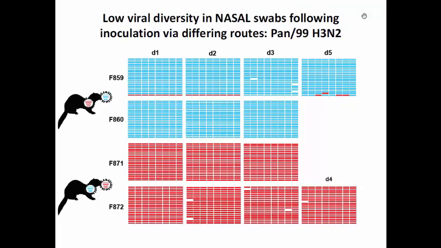Okay, in stark contrast, when the two viruses are put in at distinct sites, we see very little mixing and very little reassortment. So in the top two animals, the variant virus was instilled intranasally and the wild-type virus intratracheally. And in the bottom two animals, it was a reverse situation with the wild-type virus intranasally. So you can see in nasal swabs that the virus that was instilled intranasally is detected almost exclusively.